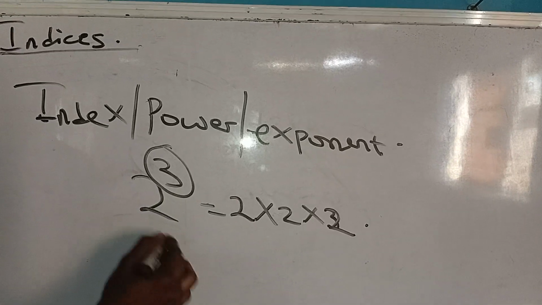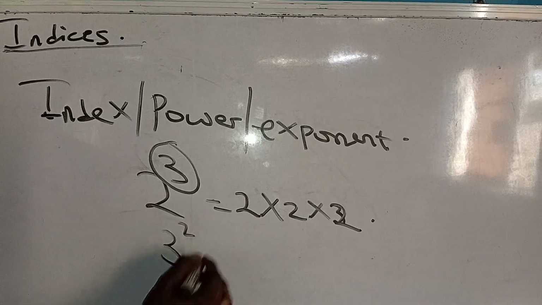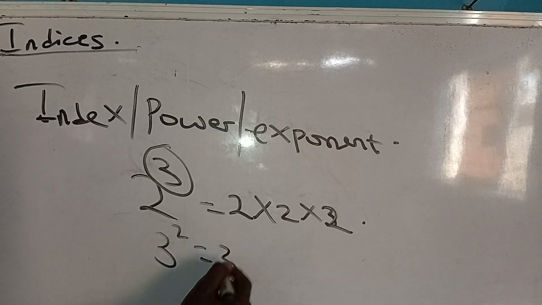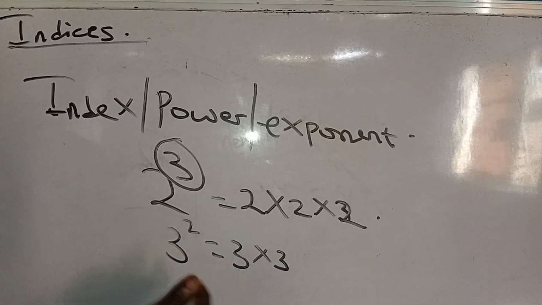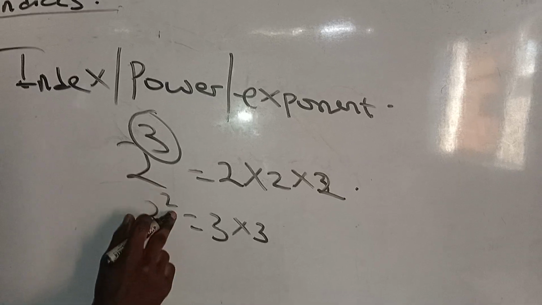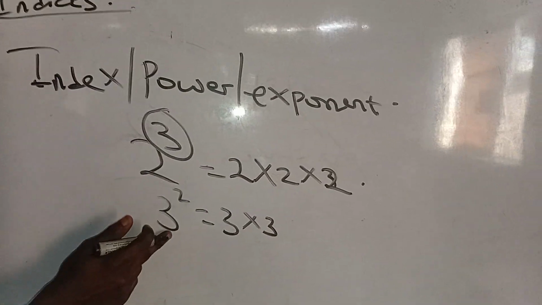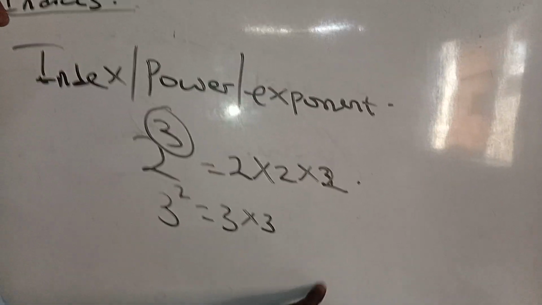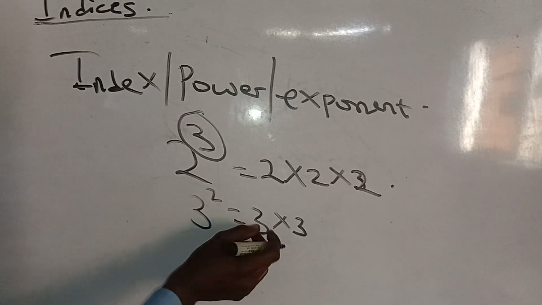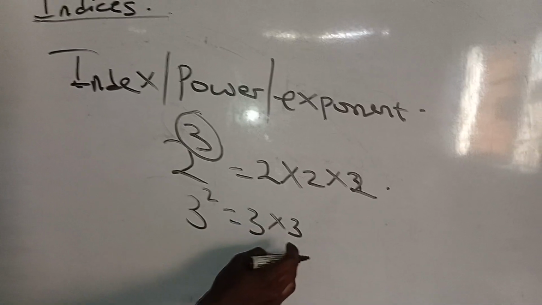For example, if you are taking 3 raised to power 2 as an example too, we are going to be having 3 times 3 in 2 places. Why? Because this 2 here is telling us how many times we have to multiply this 3 to give it a product. And that's why we are having this as 3 multiplied by 3.